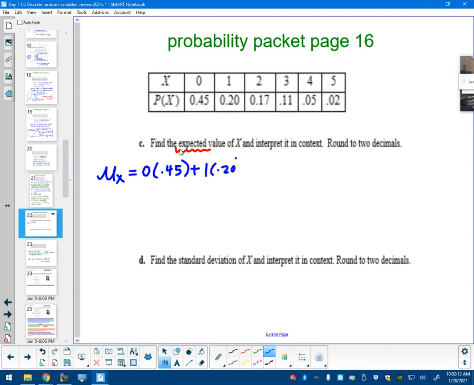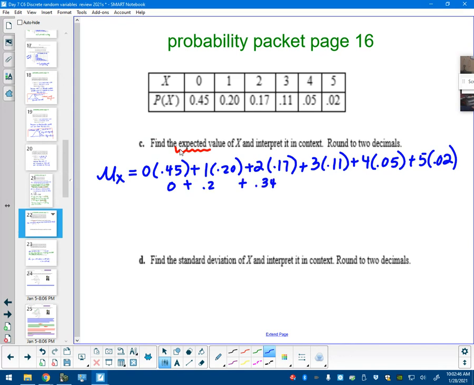Plus the top times the bottom, plus the next top times the next bottom, plus the top times the bottom, plus the top times the bottom. So the same people that said, I've never seen that conditional being 0 before should be feeling like, I've never seen this before, right? Okay, all right, well, that's good. I can actually do this in my head. Look at me go. 0 plus 0.2 plus 0.34 plus 0.33 plus 0.20 plus 0.10.